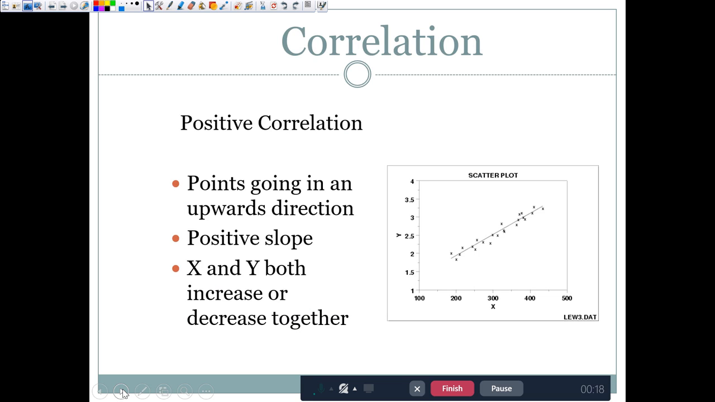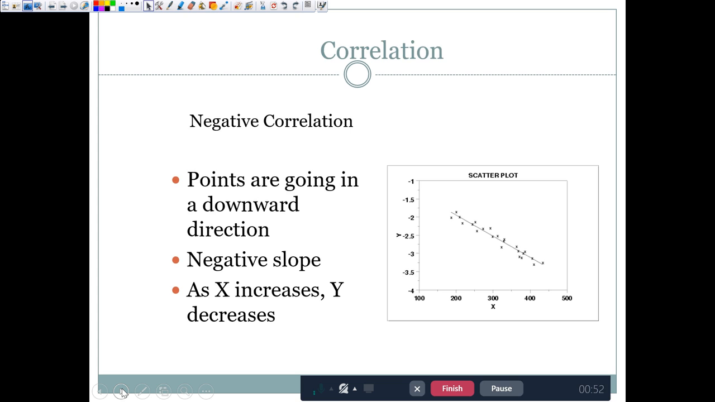A positive correlation is points going in an upward direction. It has a positive slope. It looks like a positive line. The only thing that's different here is our linear equations are exact points that have the same slope. These are not exact in the same slope, okay? As x and y both increase or decrease together. So as x increases, so does y. As x decreases, so does y, okay?